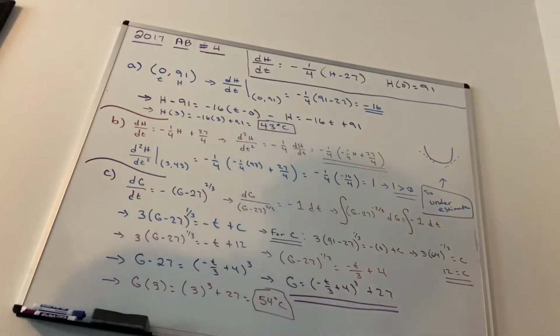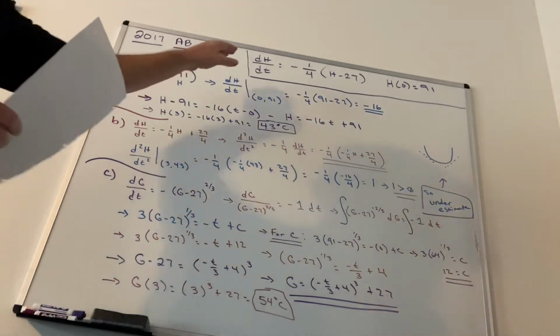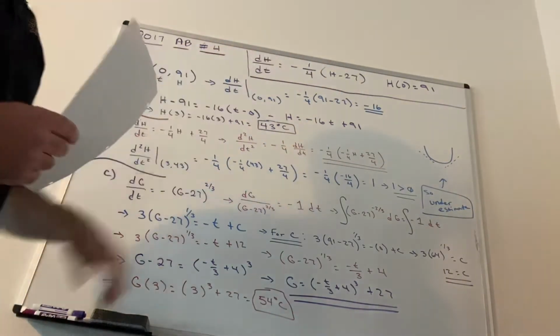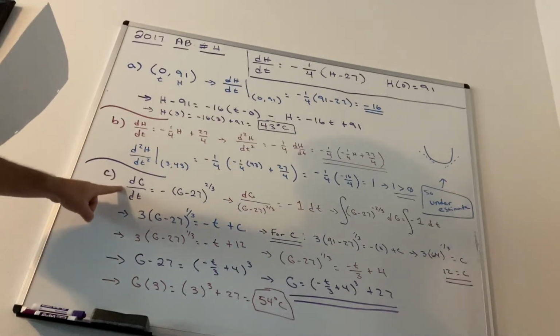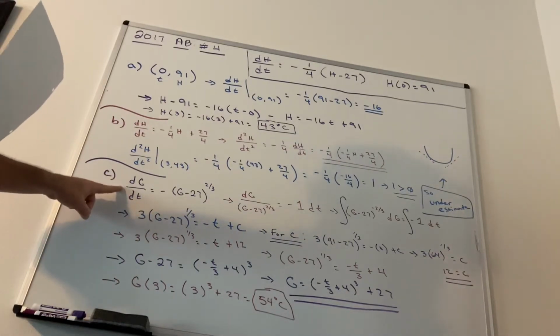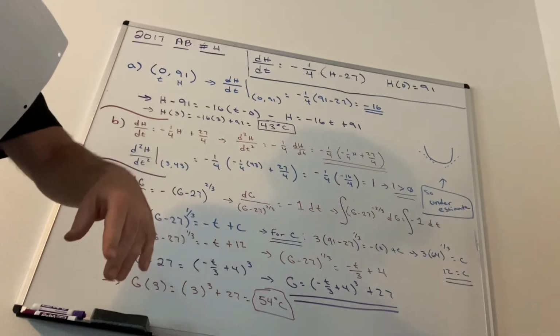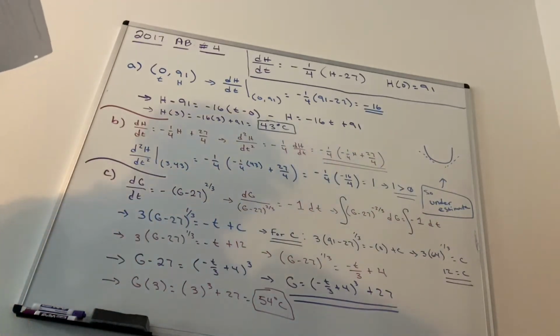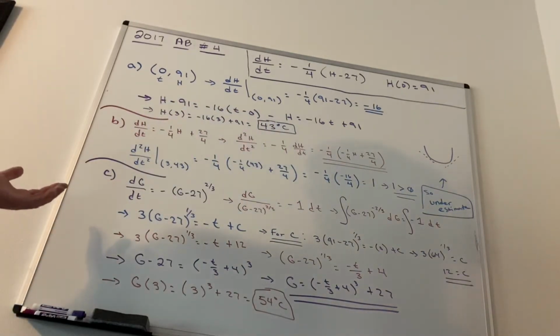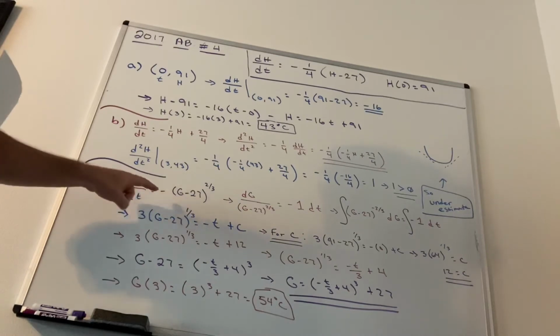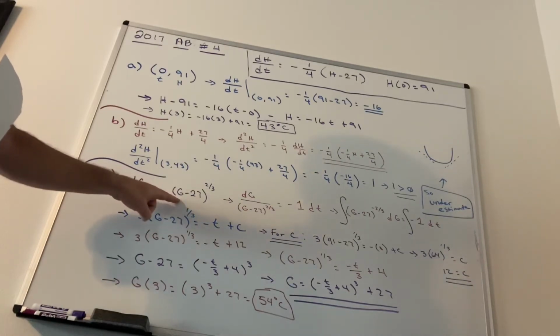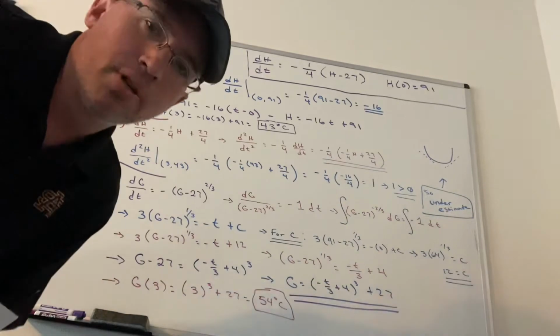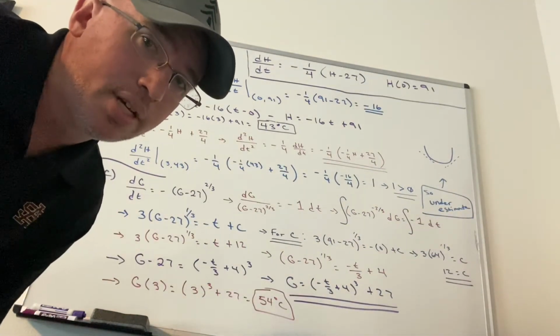Part C. Now instead of using this as your derivative for your internal temperature, you're supposed to use this as your derivative for the internal temperature. So dh/dt is gone. It's now been replaced with dg/dt, and it wants you to find g of t. So we have to integrate, but right now, that's a g and that's a g. That's not good. You have to get your g's with your dg's and your t's with your dt's.